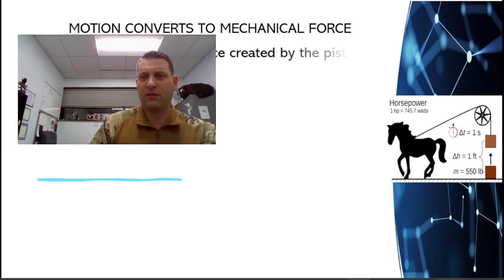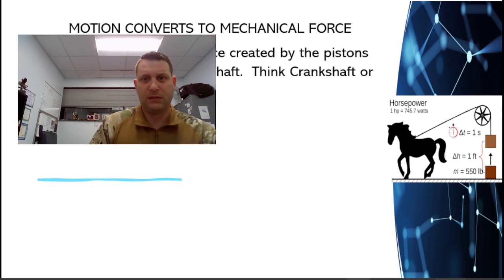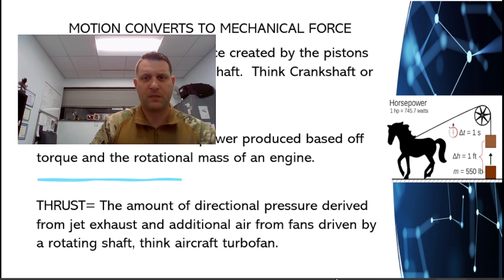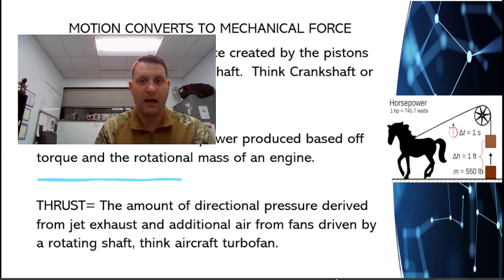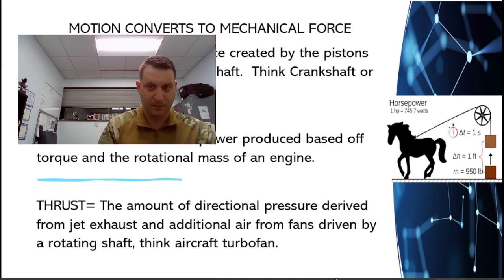Motion converts to mechanical force. Torque is going to be the rotational force created by the pistons or vanes, pushing or turning a shaft, as I showed in the previous slide with the piston engines. And horsepower is a unit of power produced based off torque and the rotational mass of the engine. There's a lot of factors that go into horsepower, but what you're going to receive is torque. That's going to be your main mechanical motion that's going to get the ball rolling in producing power.